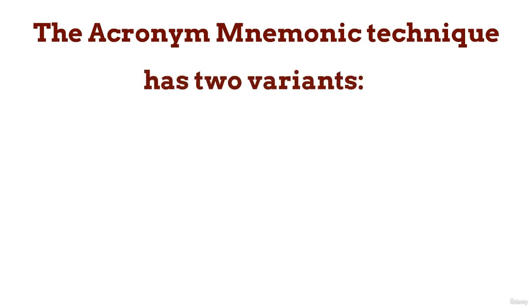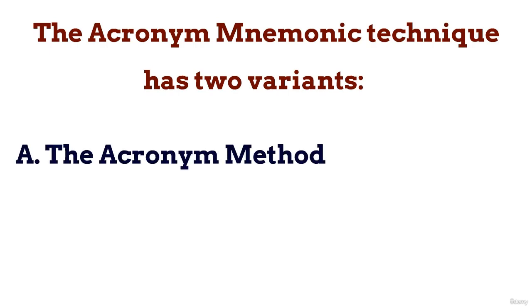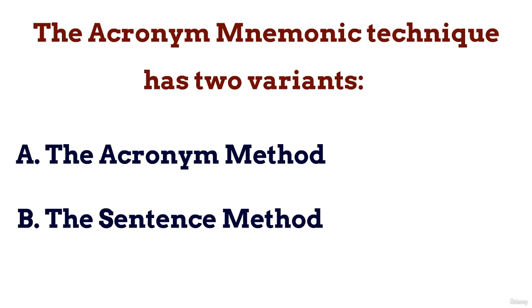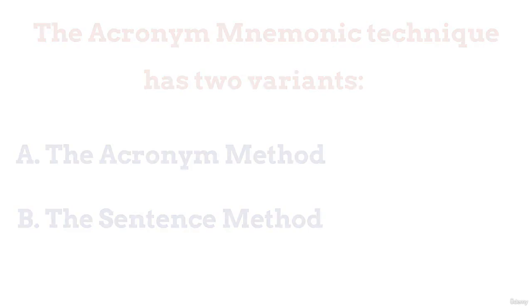This technique has two variants, the acronym method and the sentence method. The first method uses a single word formed from the initials of the items in the list, while the second method creates a mnemonic phrase composed of words beginning with these initials. Let's view how each method works.